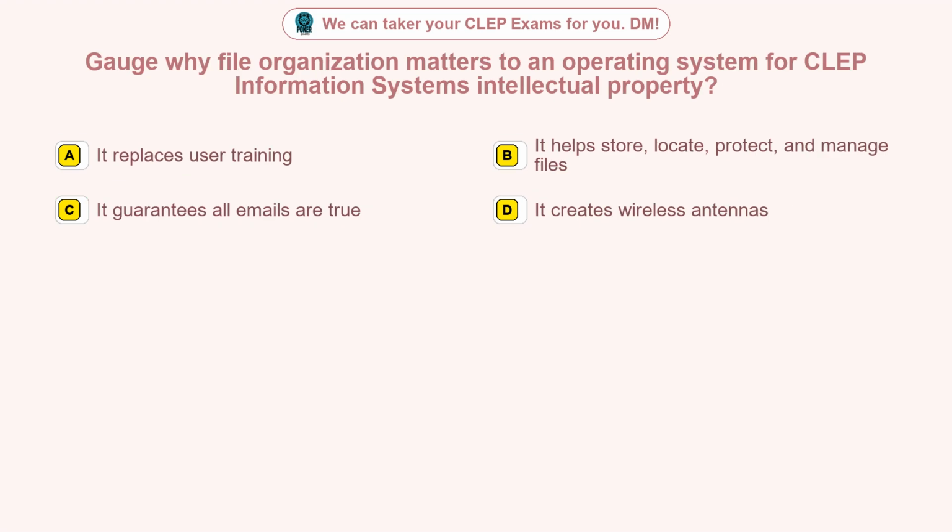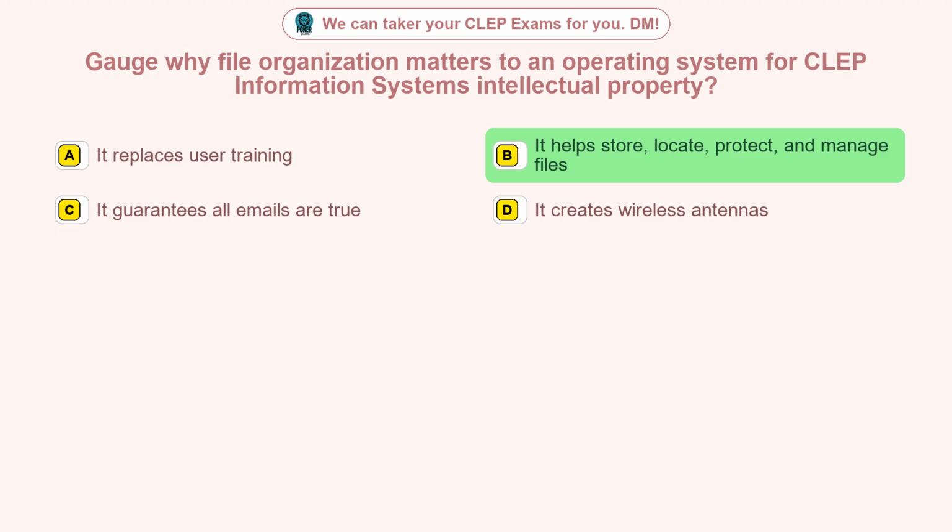Question 89. Gauge why file organization matters to an operating system for CLEP Information Systems intellectual property. Option A. It replaces user training. Option B. It helps store, locate, protect, and manage files. Option C. It guarantees all emails are true. Option D. It creates wireless antennas. The correct answer is Option B.